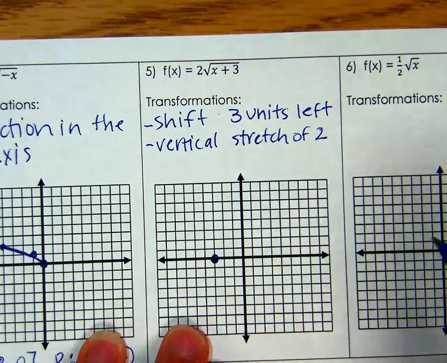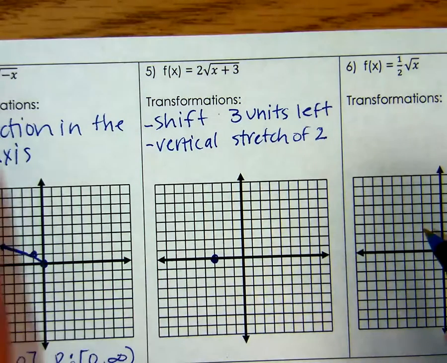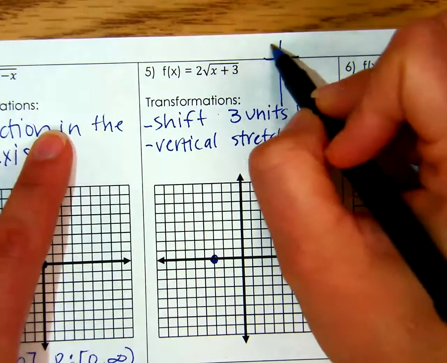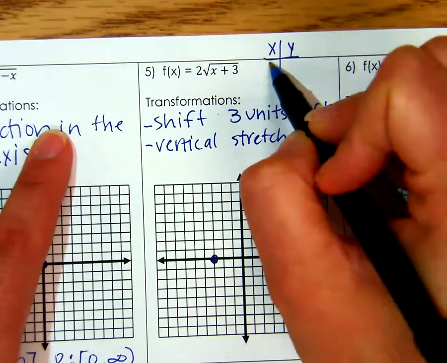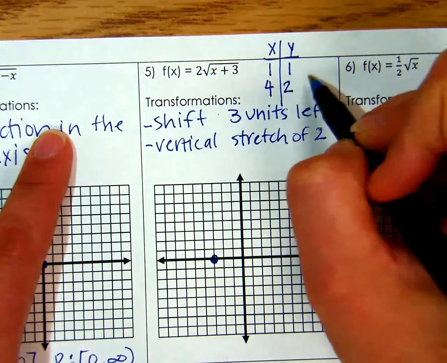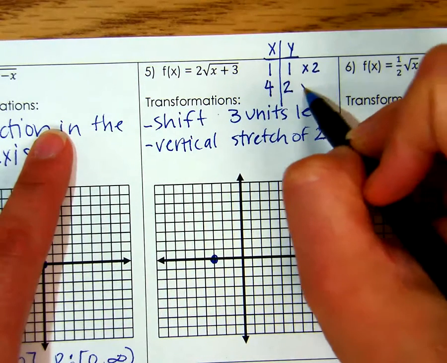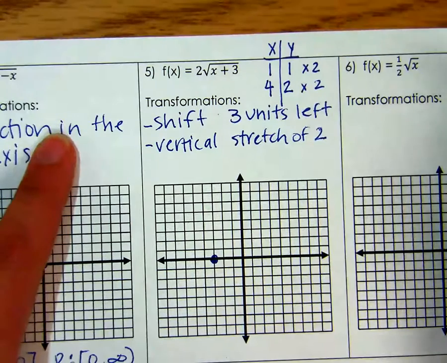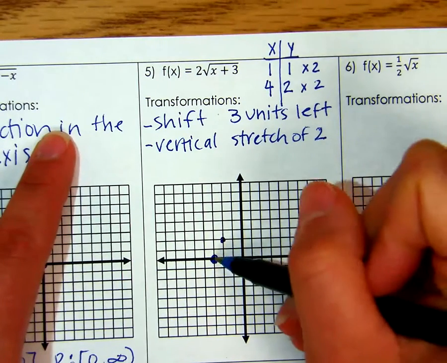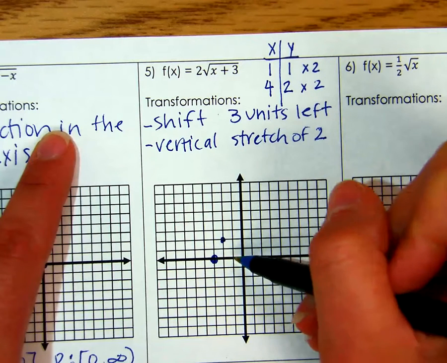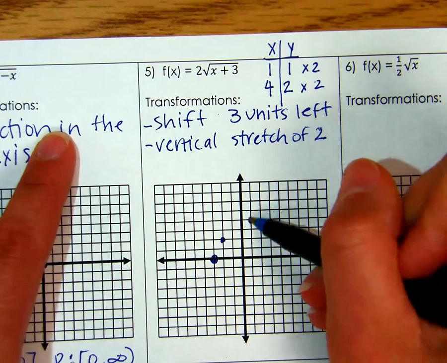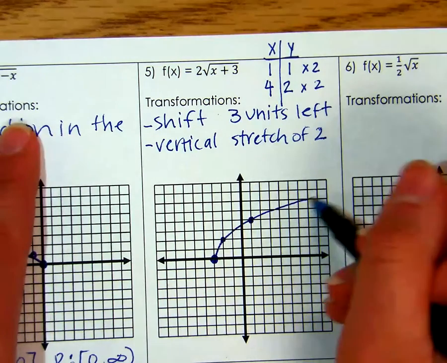So now we got to think about our vertical stretch of 2. Typically, with this function, we have to go over 1, up 1, over 4, up 2. But now all of these are going to get multiplied by 2 because we have a vertical stretch. So I'm going to go over 1, up 2. Over 4, 1, 2, 3, 4, and I'm going up 4, 1, 2, 3, 4. So you can actually see the vertical stretch. It's getting taller as we go along.